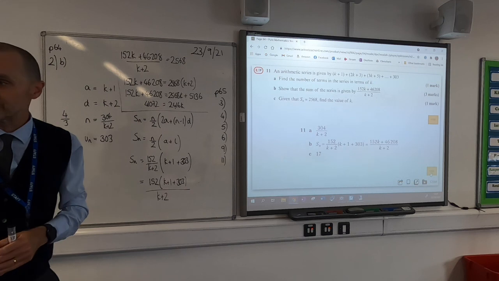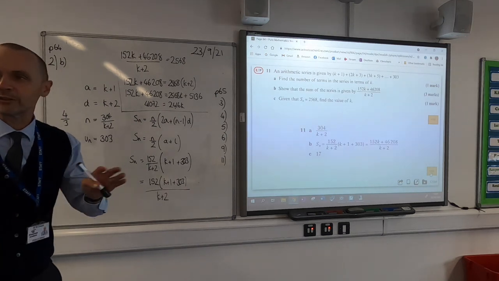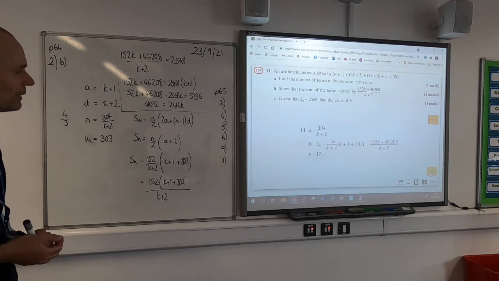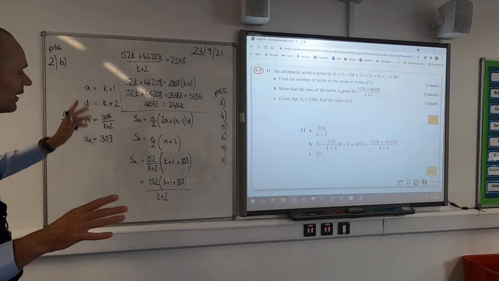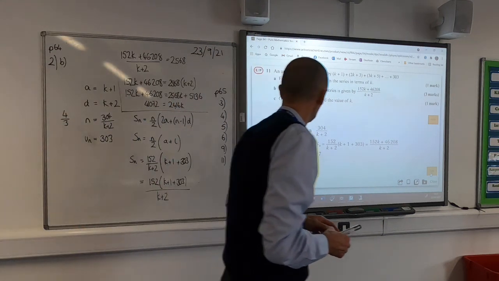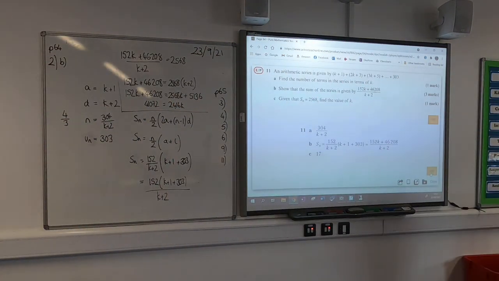So I like sequences because it practices our sort of algebra skills. Today we've done simultaneous equations, we've done quadratic equations, and we've done loads and loads of sort of algebraic manipulation. So it's a good skill to have. It's good to have a topic that practices those key things.